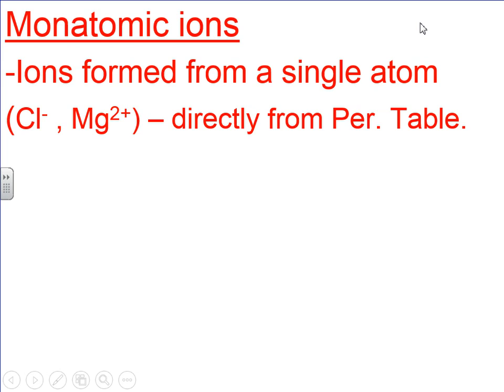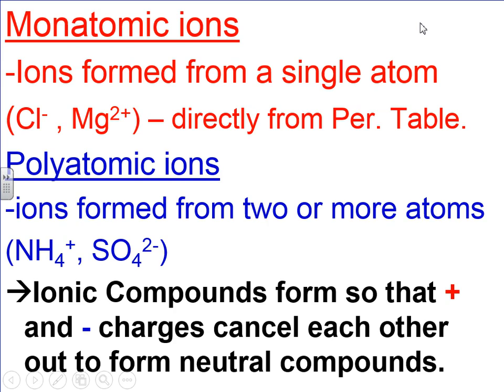Alright, now there are two types of ions. There are something called monatomic ions. The word mono means one. So these are ions formed from a single atom. The example would be chloride, Cl-, and magnesium, Mg 2+. And these come directly from the periodic table.